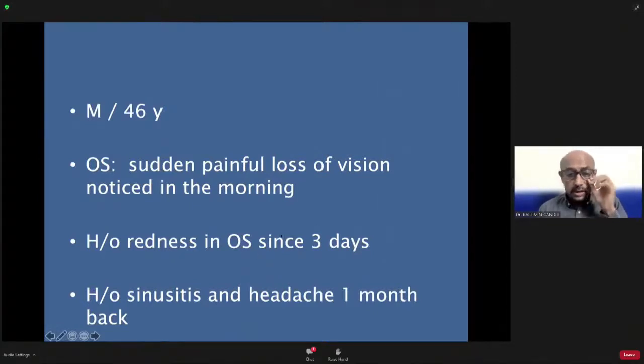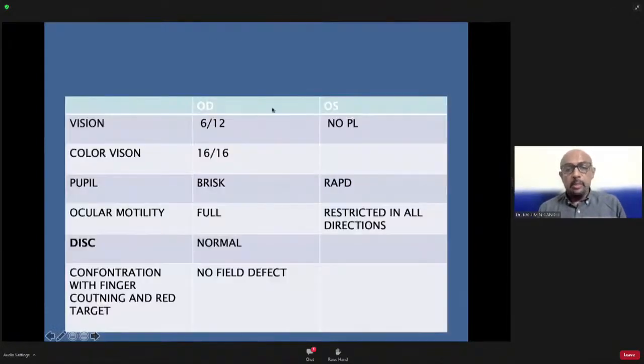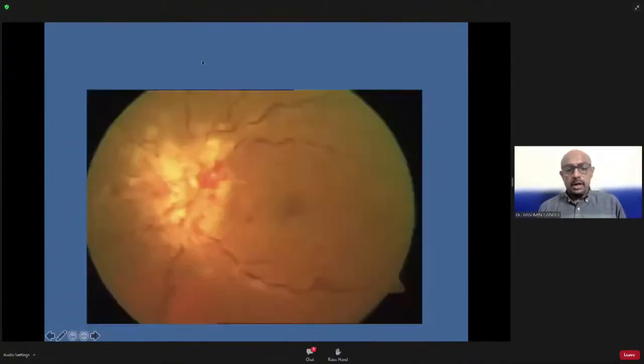He had a redness in the affected eye 3 days ago, where he went to a local doctor. Vision then recorded was 6/9 in the affected eye. But when he presented 3 days later, his vision had gone down to no PL. So rapid, profound visual impairment. And this is how his optic disc looked. Look at a profound, angry-looking disc edema with a lot of hemorrhages. And if you look at it carefully, there is a rod spot here.